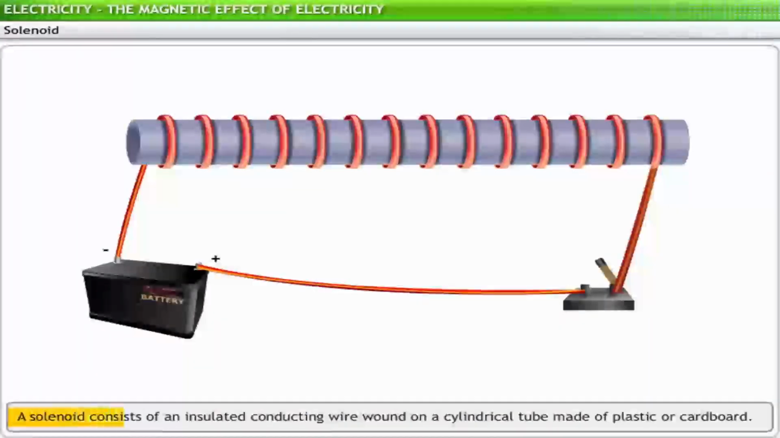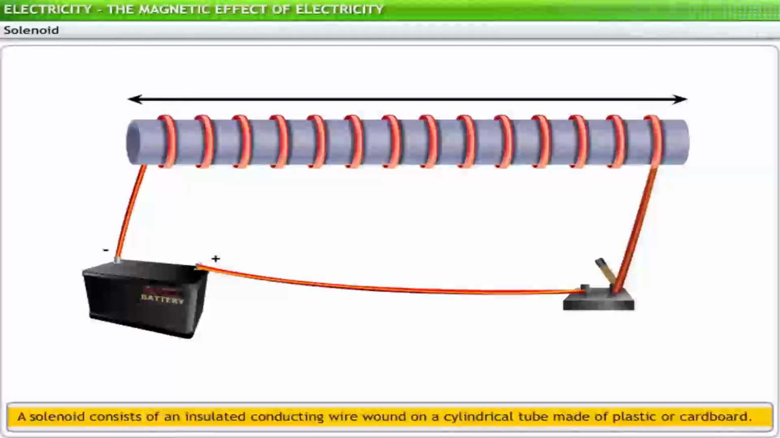A solenoid consists of an insulated conducting wire wound on a cylindrical tube made of plastic or cardboard. Thus, a solenoid consists of a number of circular loops. That is, it constitutes a coil. The length of a solenoid is greater than its diameter.